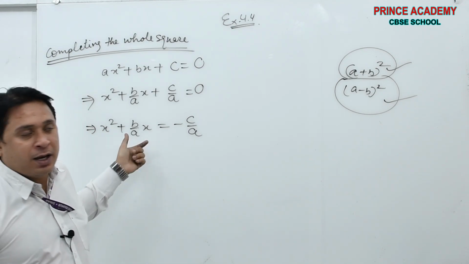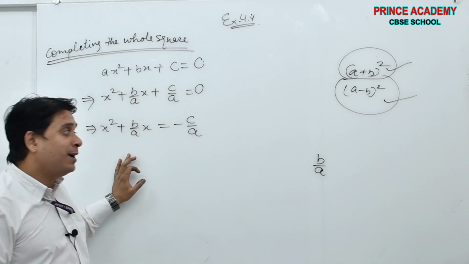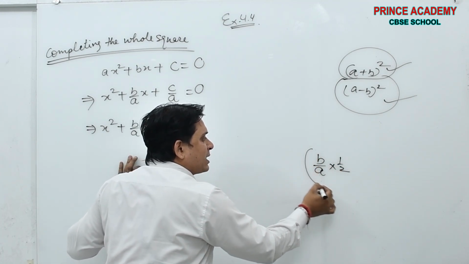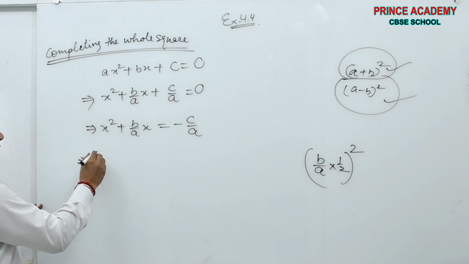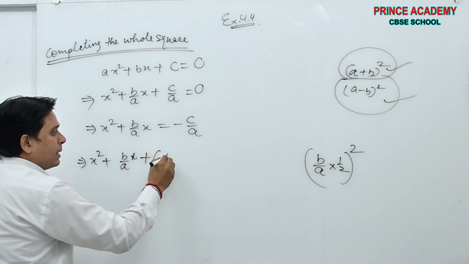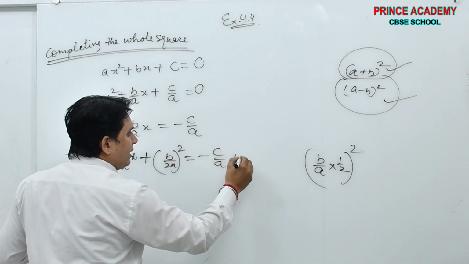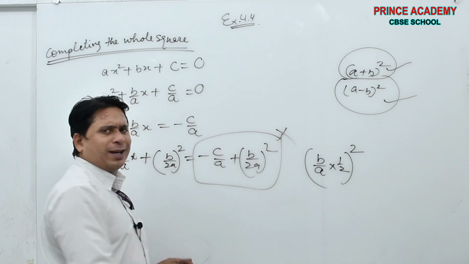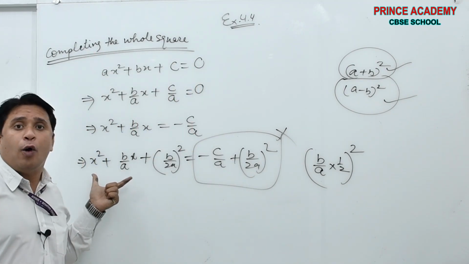Coefficient of x. What is the coefficient of x? It is b by a. Its half. Half of coefficient of x and then its square. Okay. Now see, x square plus b by a x plus (b by 2a) whole square was added here and here. Whatever it becomes, it doesn't matter for us. What is our target? Our target is to achieve a whole square here.